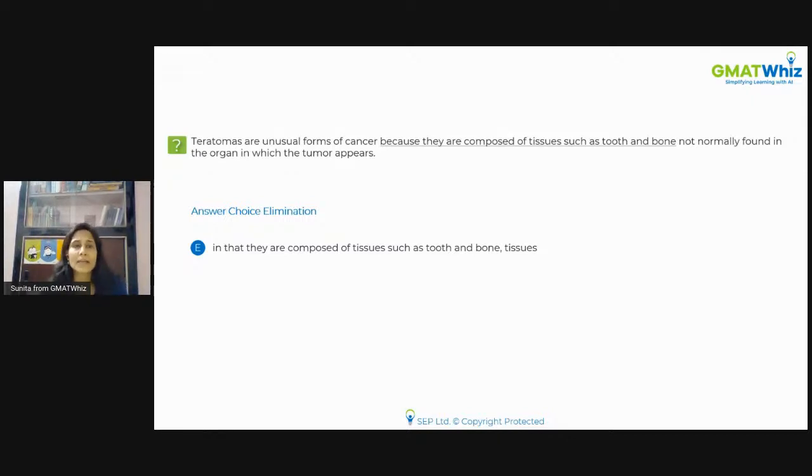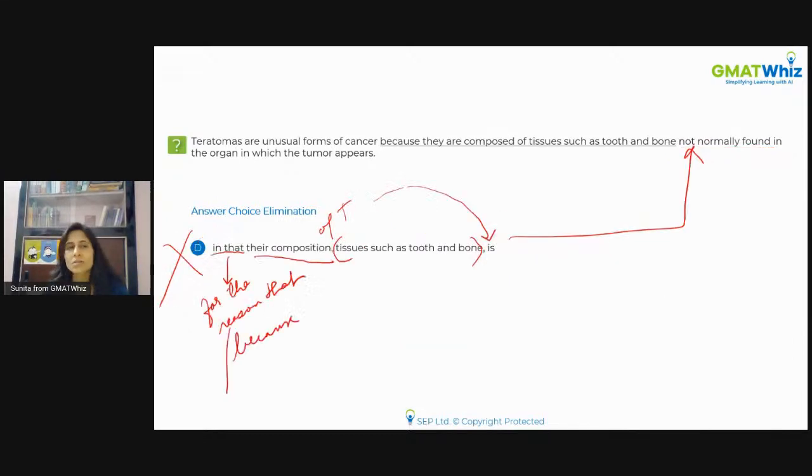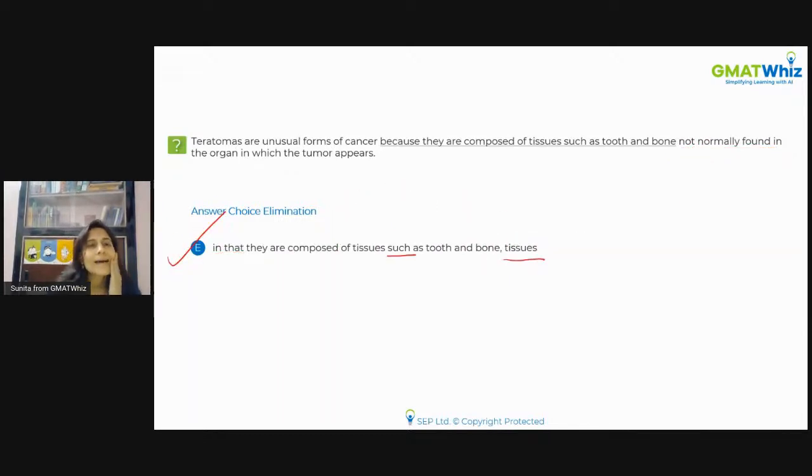E was a very favorite contender. In that, they are composed of tissues such as tooth and bone. Here I've got my "such as tooth and bone", and I've got my tissues, and this is even rectifying the error. So I can go back and eliminate my C because of the "like" there, although that, as I said earlier, is to be taken with a pinch of salt, as a last resort. So "in that" here means for the reason that these teratomas are composed of tissues such as tooth and bone, and it is such tissues that are not normally found in the organ. So E is the correct answer choice.